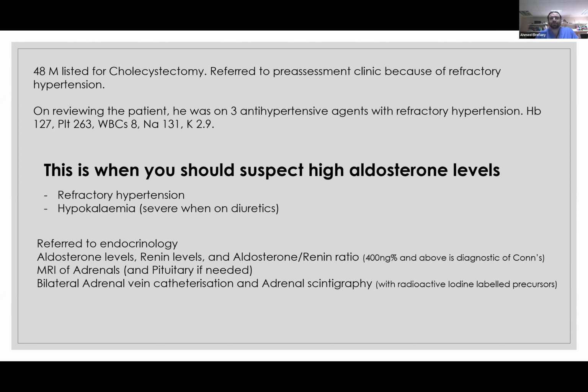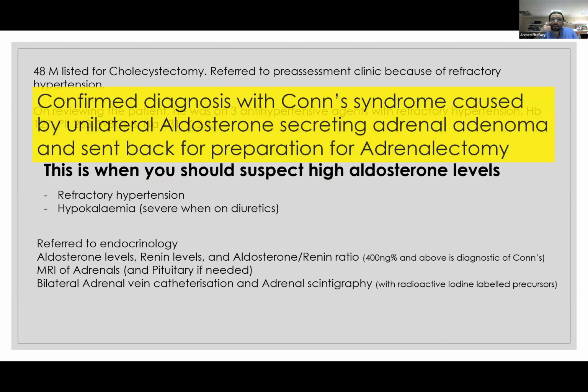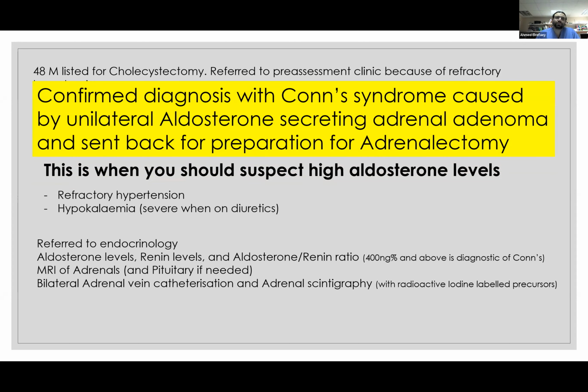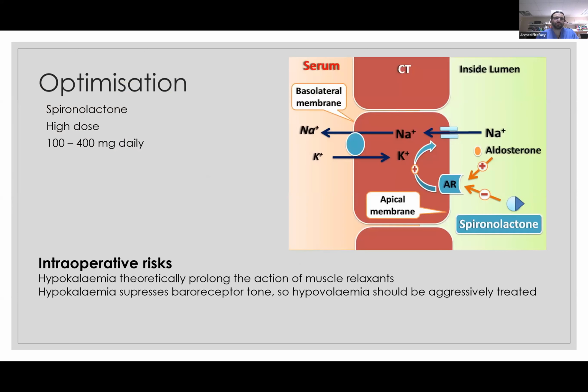So that patient was referred to endocrinology. Aldosterone levels were measured, renin levels were measured, aldosterone-renin ratio was measured, and he was diagnosed with Conn's syndrome, caused by a unilateral aldosterone-secreting adrenal adenoma, and sent back for preparation for adrenalectomy. So remember, refractory hypertension, hypokalemia, think of aldosterone.